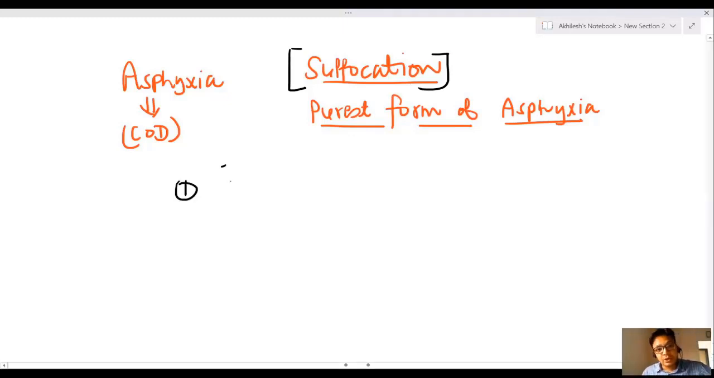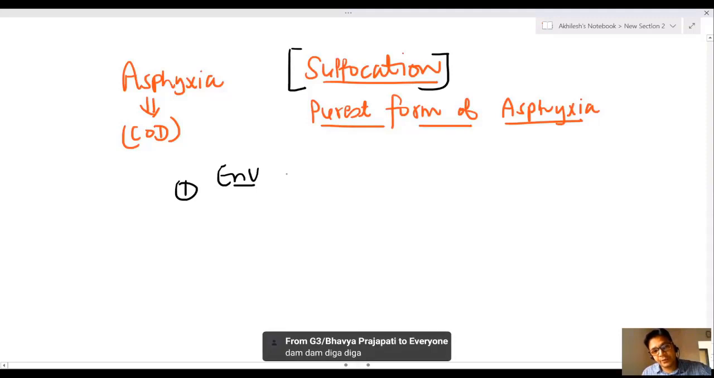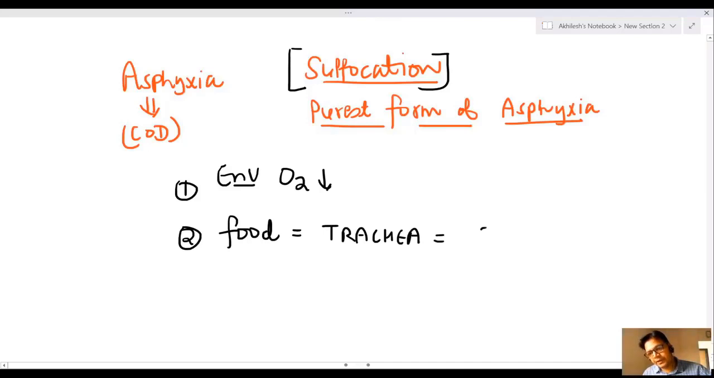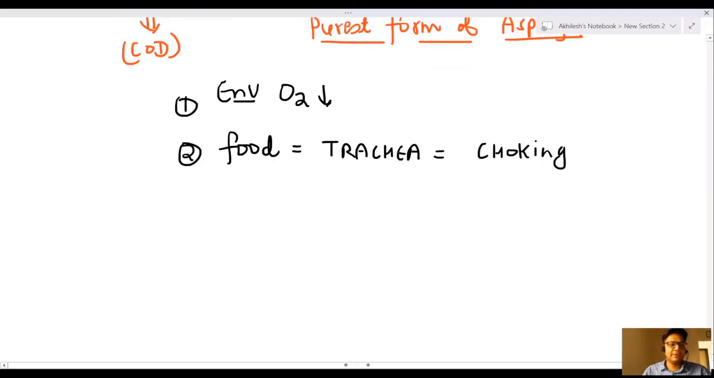If you are in Delhi, you are feeling suffocation every day. Environmental lack of oxygen is the first suffocation, very common in Delhi. The second suffocation is choking. If a food particle goes into the trachea or any respiratory passage, it is choking.